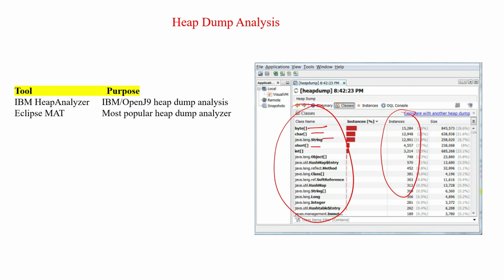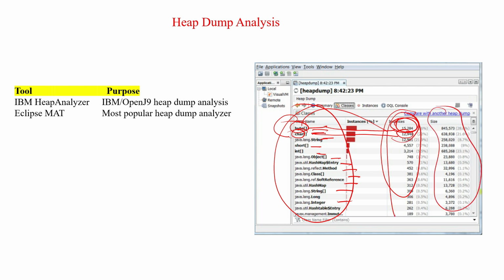These are the different objects inside the heap, and for each object, how many instances are created. For example, there's a byte object, there's a character object. So how many instances are created for that particular object type inside the heap, how much memory is occupied, and what percentage of memory is occupied by that object. You can get this kind of information, but it is mostly helpful for the developer.